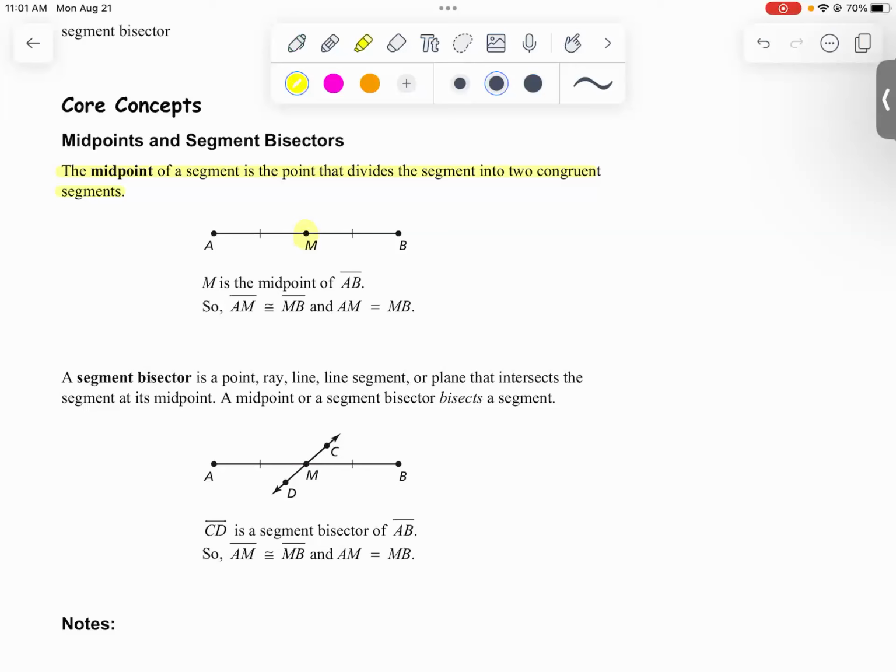I do have some highlighters in those caddies. If you want to highlight that, you can. It's up to you. But the concept of a midpoint is going to come up a lot.